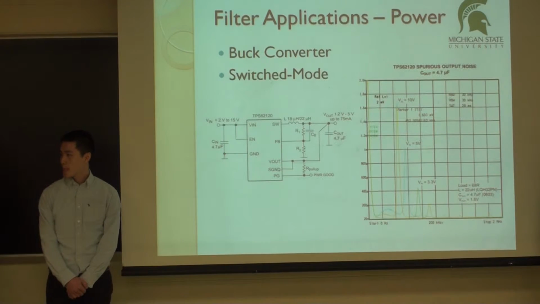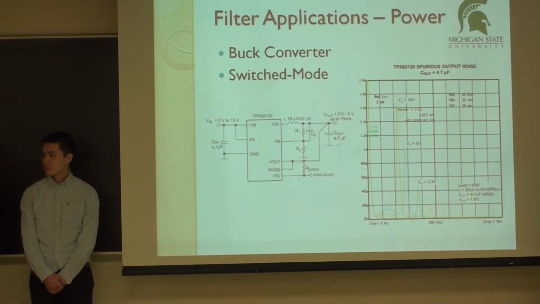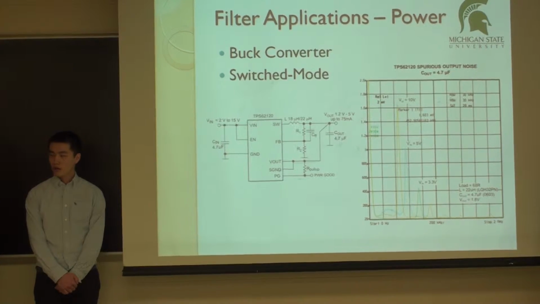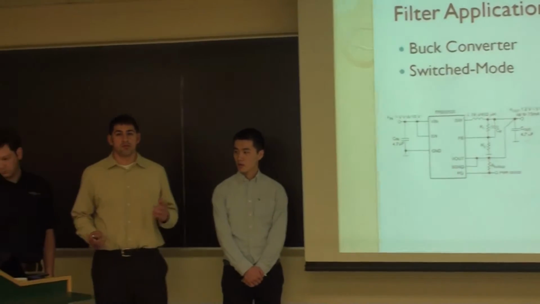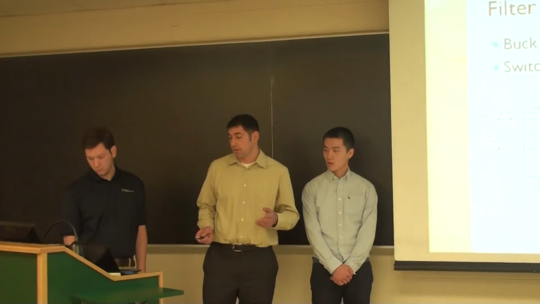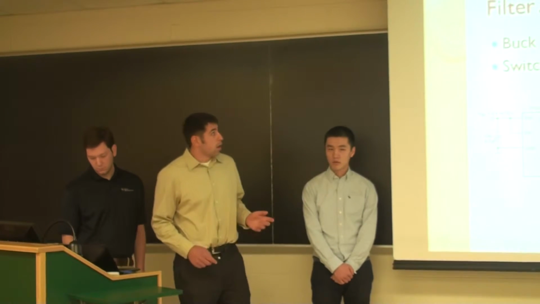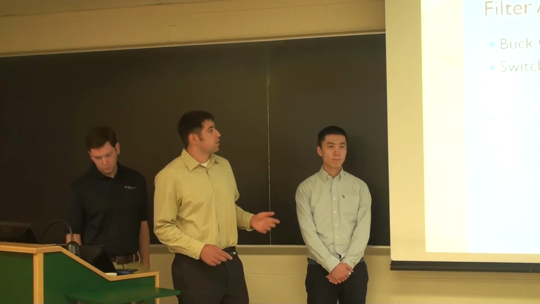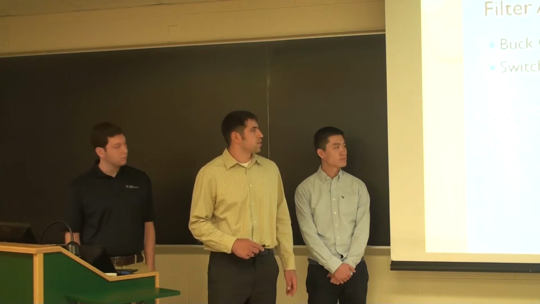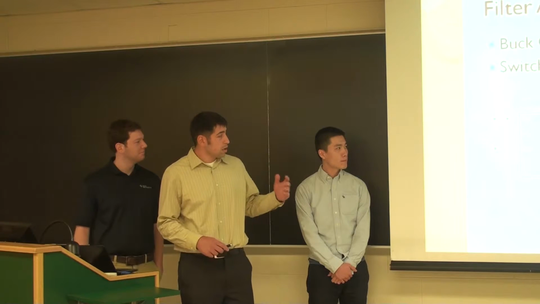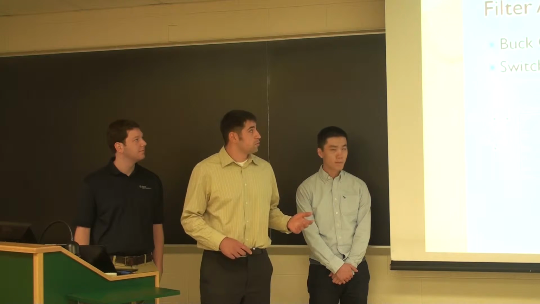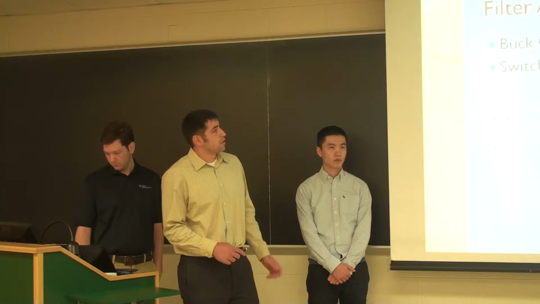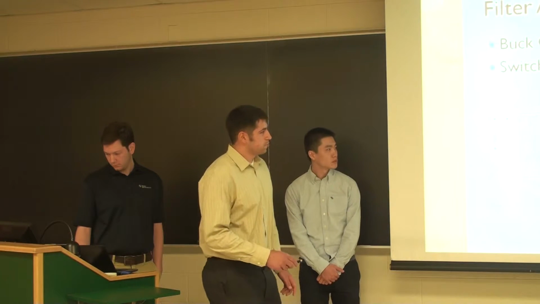So I'm going to explain filtering in a power application. Specifically, our design project calls for a 9-volt battery to be stepped down to 5 volts for use in the rest of our circuit. To do this, we chose to use a buck converter, specifically the model TPS62120. This is a switched mode converter, so it's very efficient. However, it does generate a lot of noise.